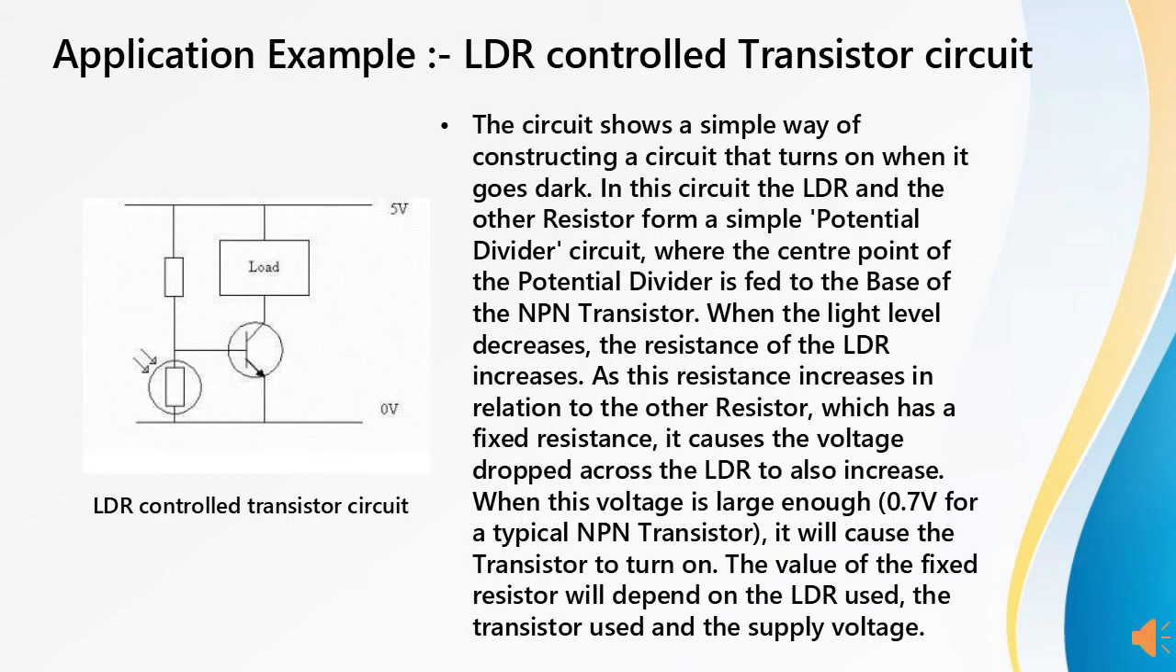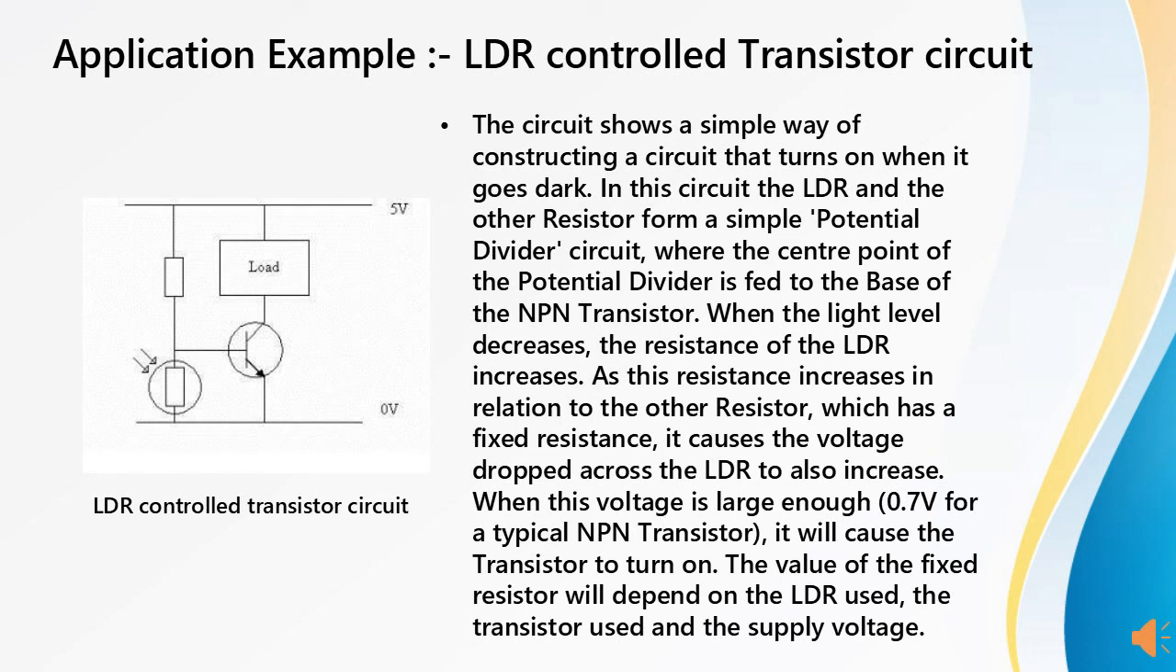An example can be the LDR control transistor circuit. This circuit shows a simple way of constructing a circuit that turns on when it goes dark. In this circuit, the LDR and the other resistance form a simple potential divider circuit. The center point of the potential divider is fed to the base of the NPN transistor.